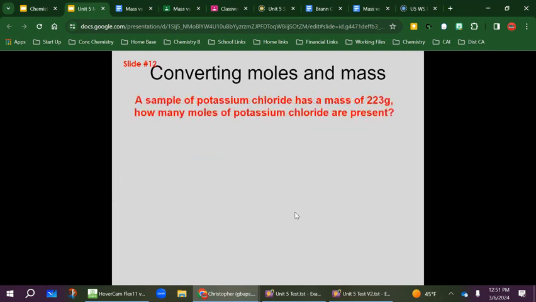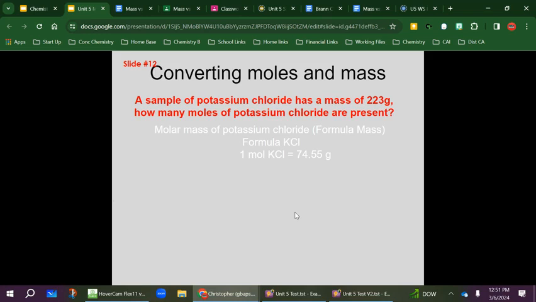Okay, problem 2 that we showed you yesterday was this. A sample of potassium chloride has a mass of 223 grams. How many moles of potassium chloride are present? So potassium chloride is going to give us the formula we need, KCl. We're going to then find the formula mass by taking the mass of potassium plus the mass of chlorine, which gives us 74.55. 1 potassium, 1 chlorine, add them together. 1 mole of potassium chloride equals 74.55 grams.